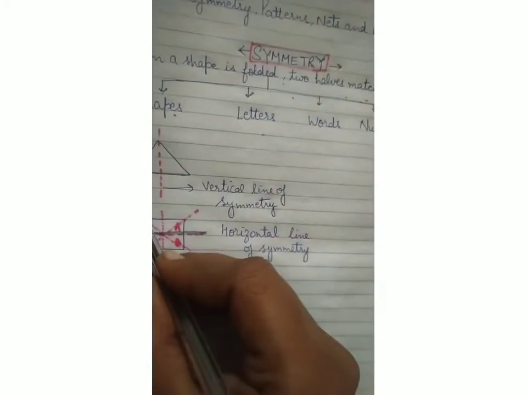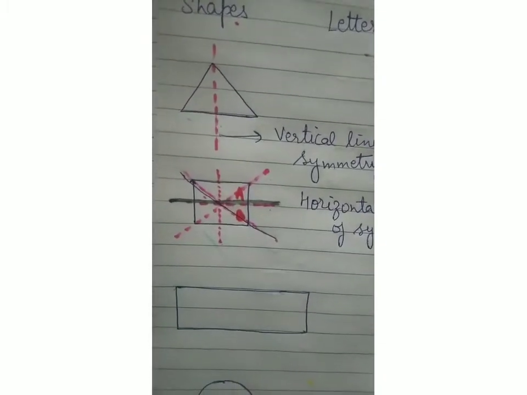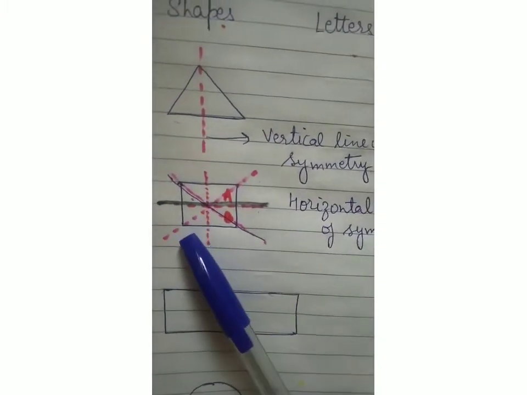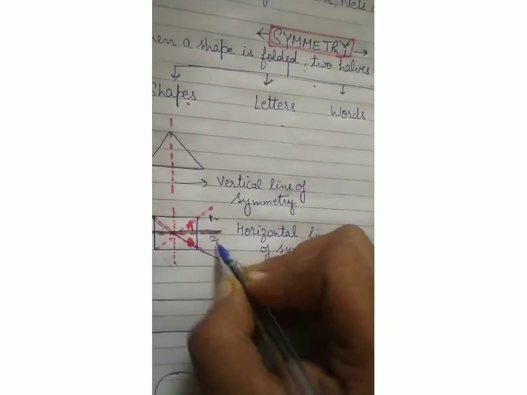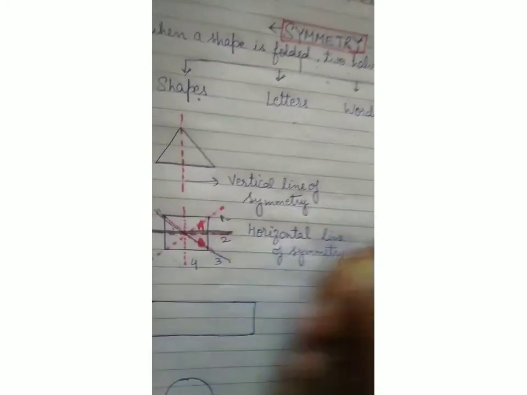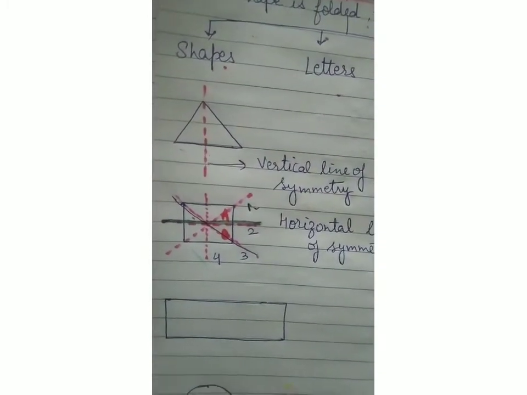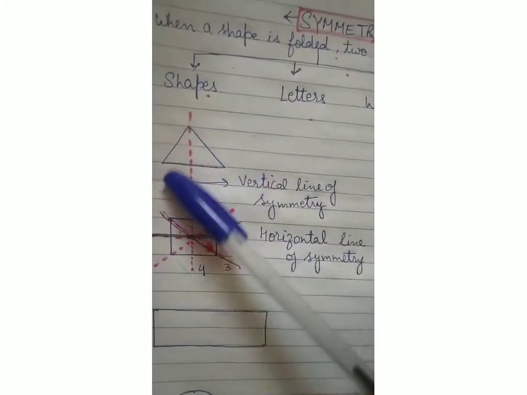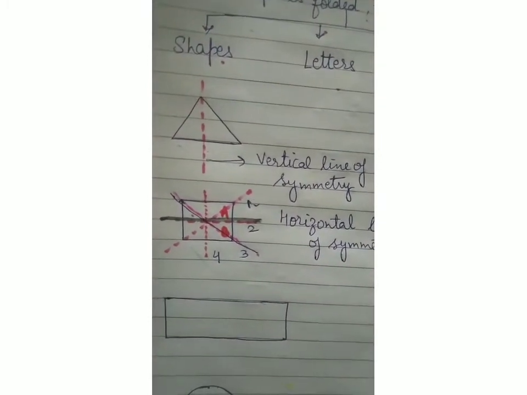And the line which is made diagonal, that is the diagonal line of symmetry. So you can see, in a square, we can draw 1, 2, 3 and 4 lines of symmetry. Whereas in a triangle, we can draw only one line of symmetry.